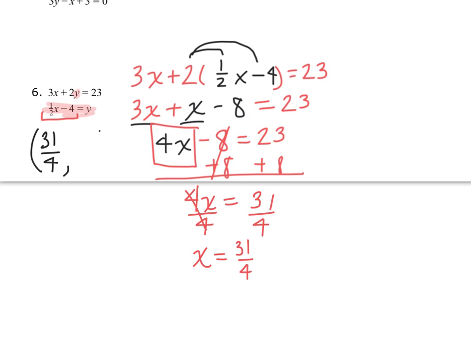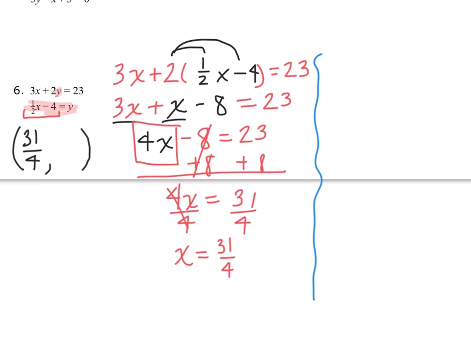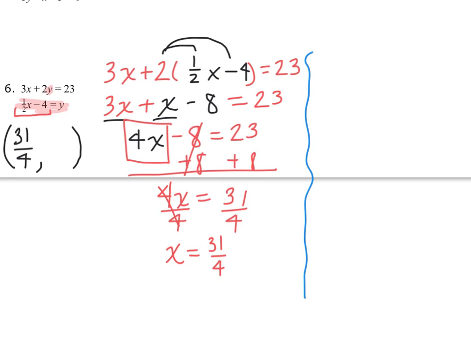Now to find the y value, I'm going to plug my x value into one of the equations. Well, if I'm looking for y, one of the equations, the equation we highlighted actually, says y equals. So I'm going to use that one. We could use that top equation. Either one will work. But I like the bottom equation because it seems a little more straightforward. So I'm going to plug in 1/2 times x minus 4 equals y. So I'm going to plug in that x value, that 31/4.